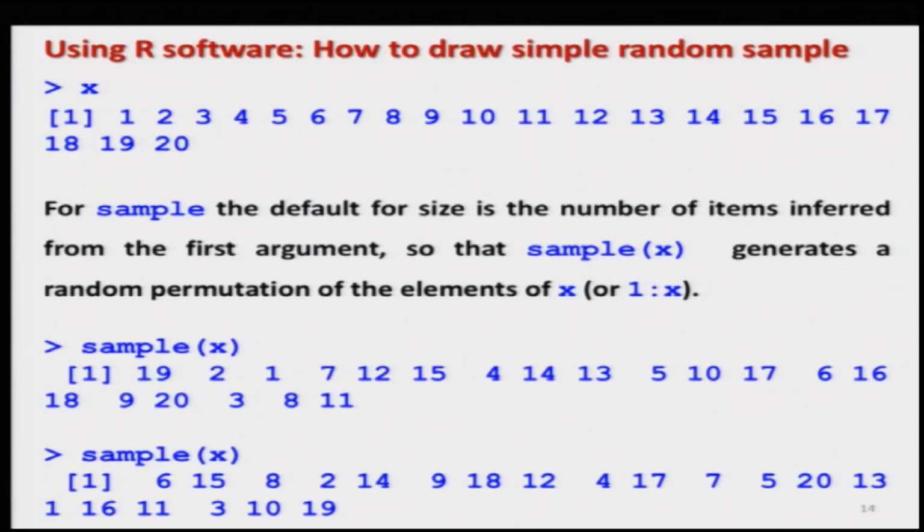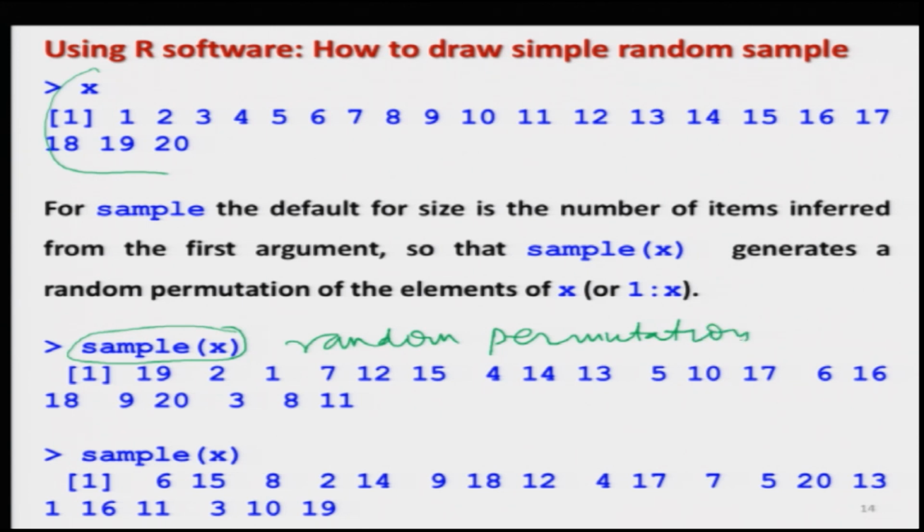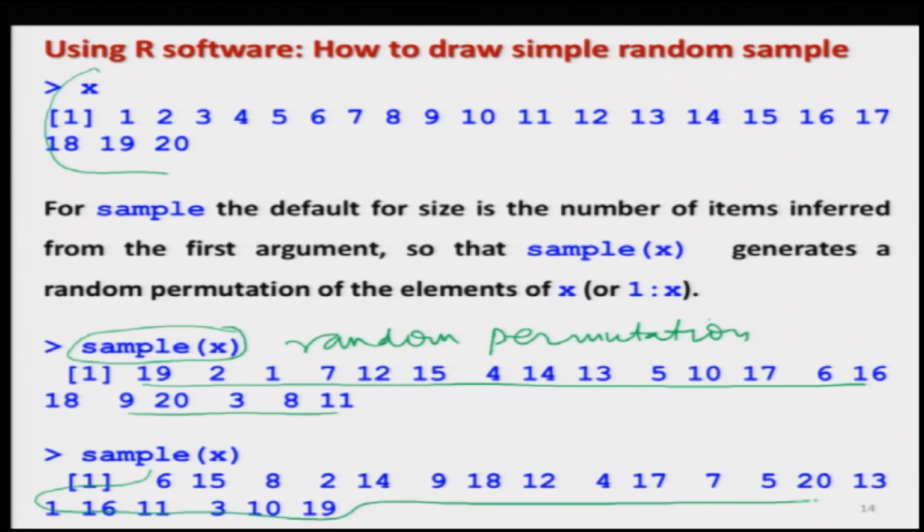And as I said, if you simply want a sample, you can use the sample command with only x, like this. Suppose I take the same population x going from 1 to 20, and simply use the command sample x. That means you obtain a random permutation of the values 1 to 20. You can see you have got 20 values, but their order is different from 1 to 20, and if you repeat the same command, you again get these 20 values, but their order is entirely different.